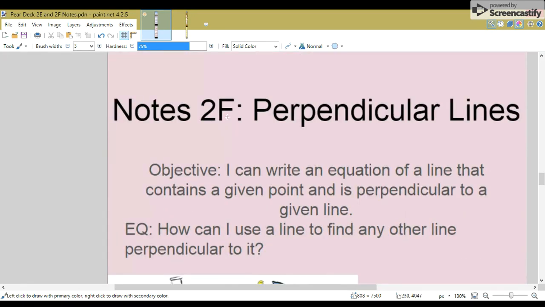Notes 2F, perpendicular lines. Get the Pear Deck foldable, write down the objective and essential question. Objective: I can write an equation of a line that contains a given point and is perpendicular to a given line. Essential question: how could I use a line to find any other line perpendicular to it?